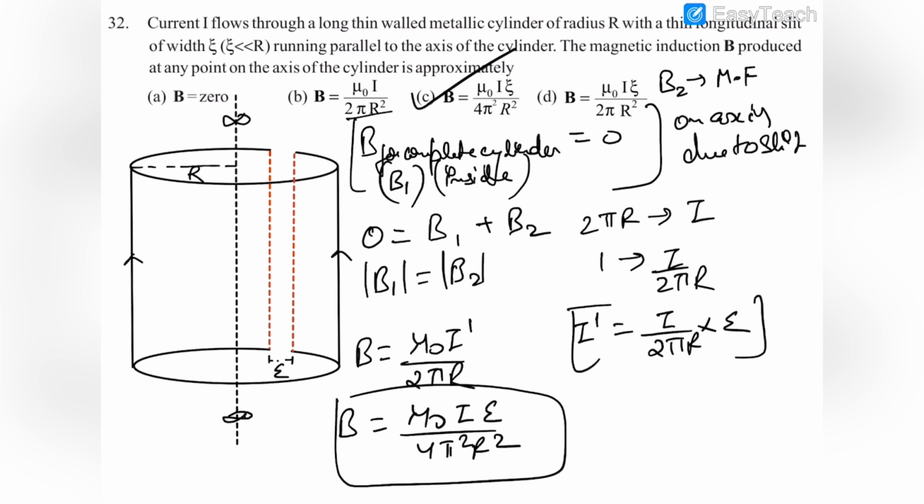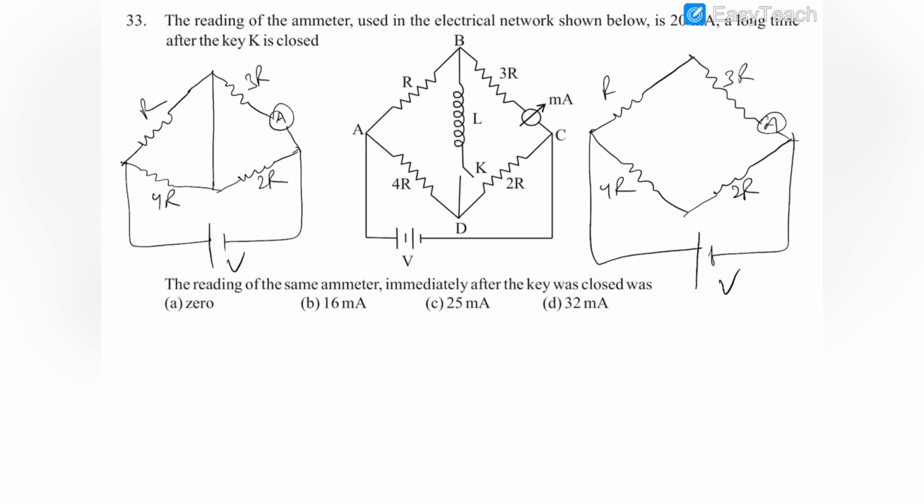Now we move on to the next question. In this question, you can see a circuit in which an inductor is connected in between, and this is a milliammeter. It is given in the question that at t equal to infinity, which is a long time after the switch has been closed, the current flowing through this ammeter is 20 milliampere.